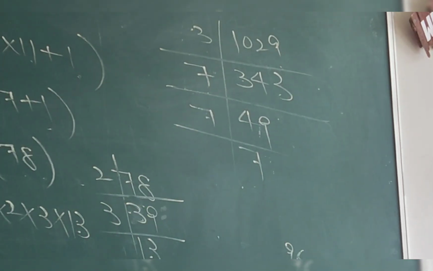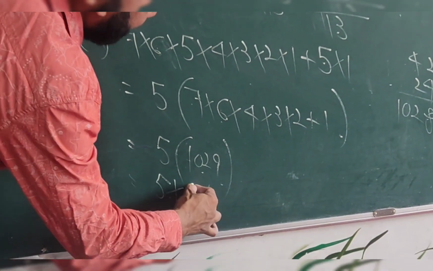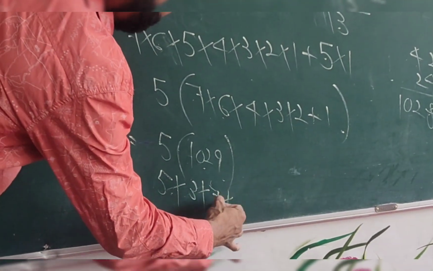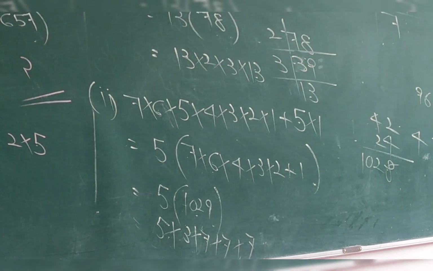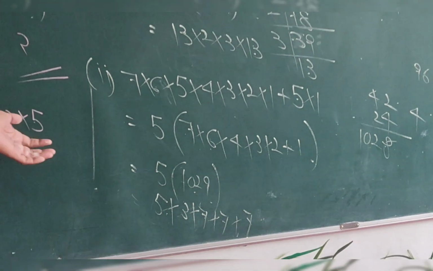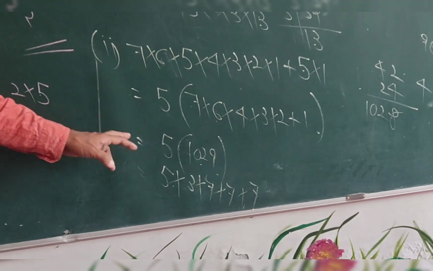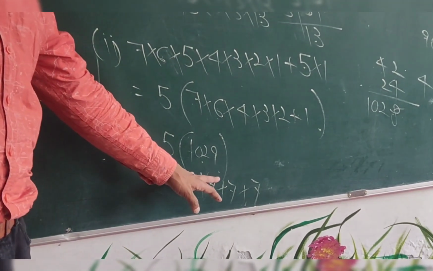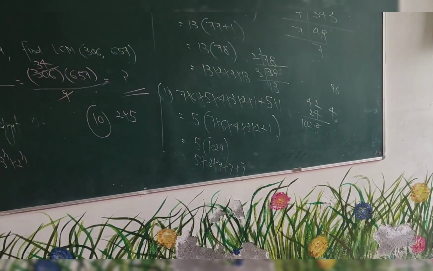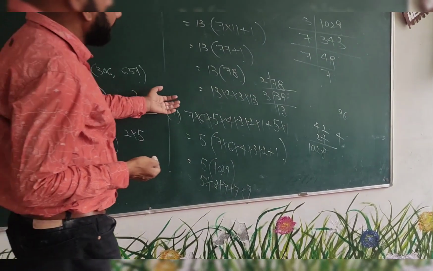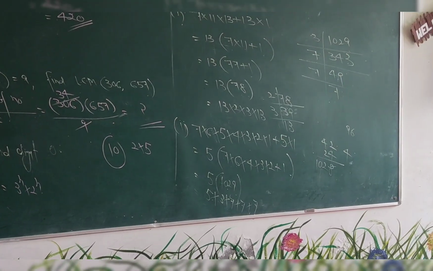So its prime factorization is 5 multiplied by 3 multiplied by 7 multiplied by 7 multiplied by 7, and we observe here it has more than 2 prime factors, because 5, 3, 7, and any number which has more than 2 factors is said to be a composite number. So this number is also a composite number. Clear?